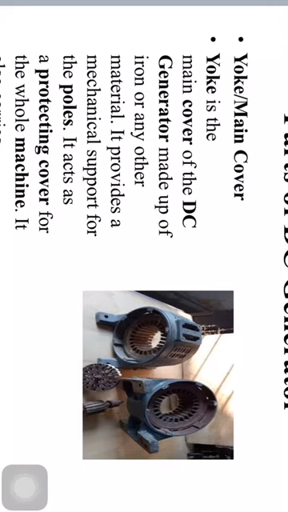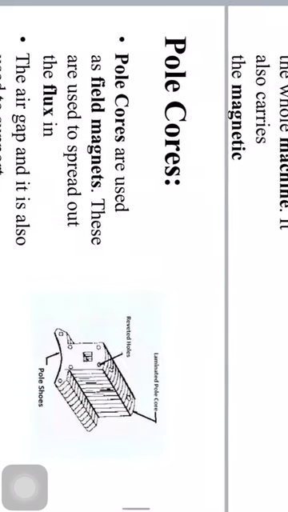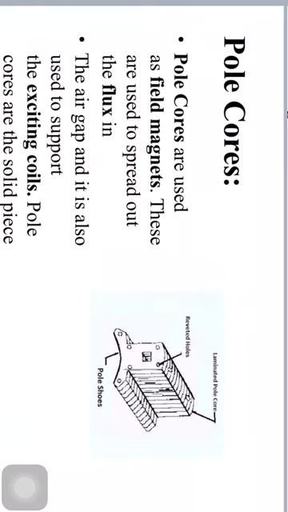This is about the yoke, that is, it is the protection cover for the DC generator and mechanical support to the poles, and it forms a part of the magnetic circuit because it provides a path of low reluctance for magnetic flux. So this is about the yoke. Next, pole cores.